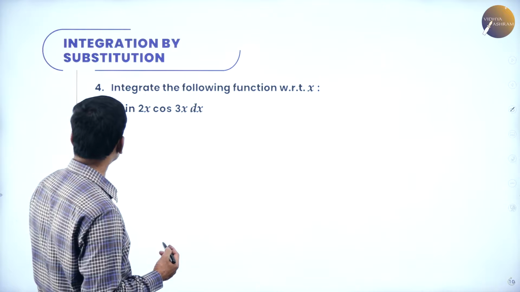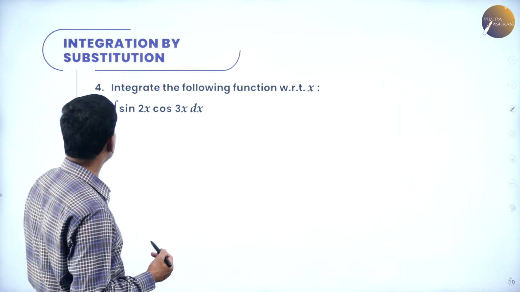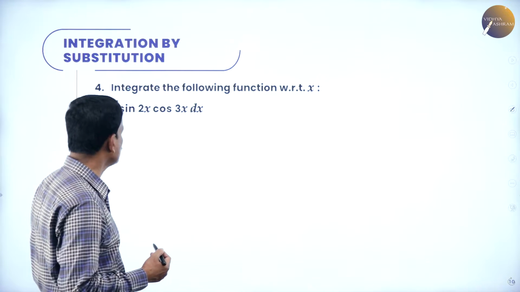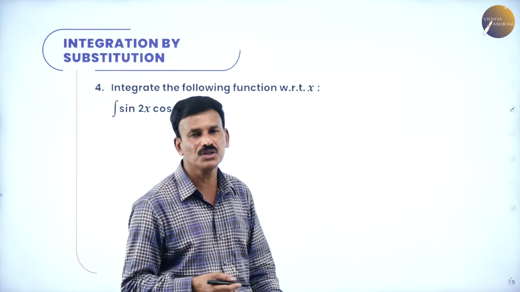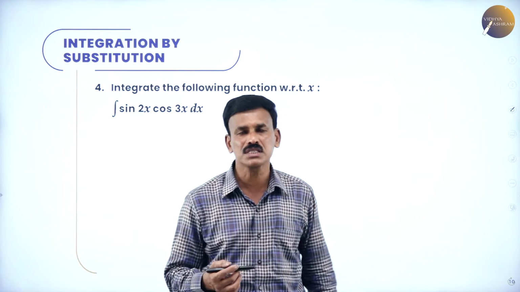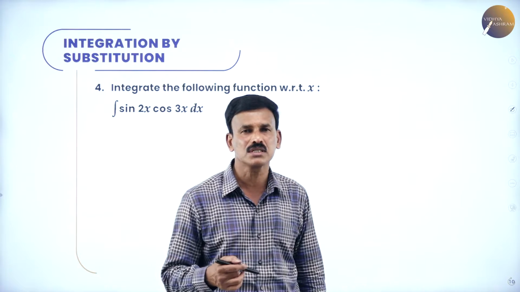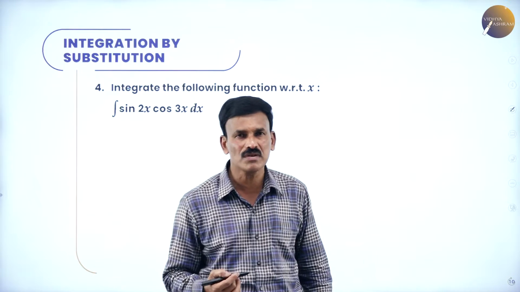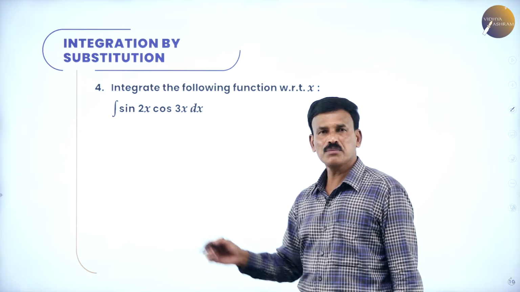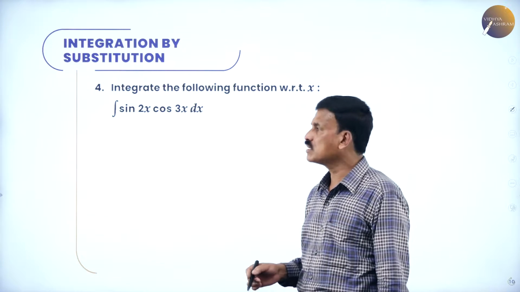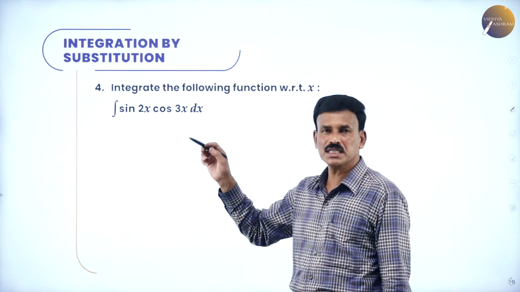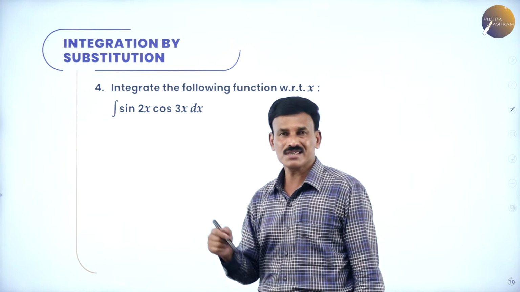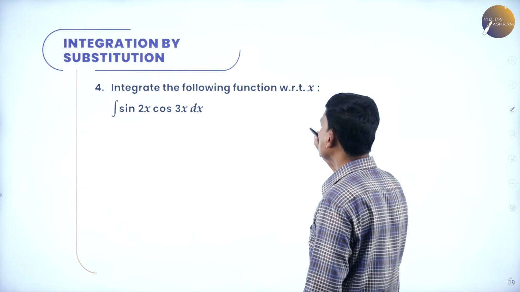Now, let us come to the next one. This is very important. Integrate the following function with respect to x: sin 2x into cos 3x. For this we are going to use the formulas sin a cos b, cos a sin b, sin a sin b, cos a cos b. This type of problem can be evaluated using these transformation formulas.